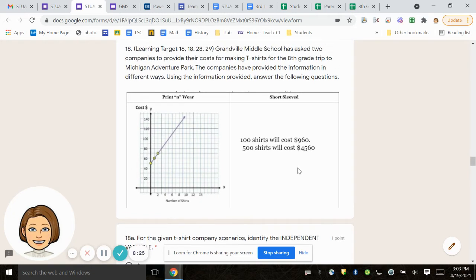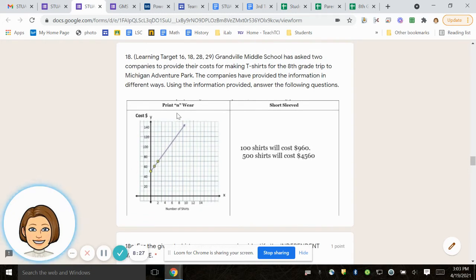Okay, so the first company's name is Print and Wear. The second company's name is Short Sleeved. Here are the 2 pieces of information. For Print and Wear, you're given the information by a graph. And for Short Sleeved, you're given the information with 2 points.